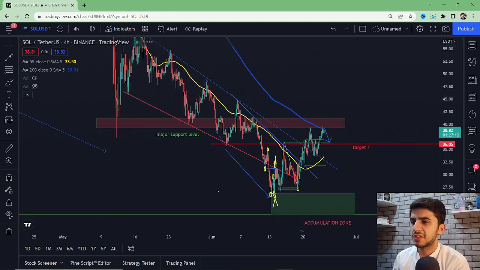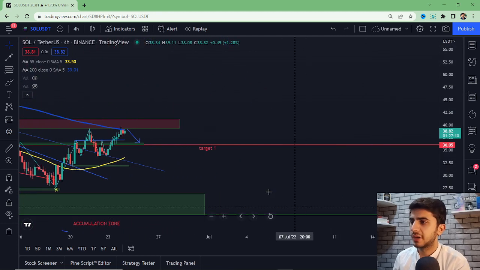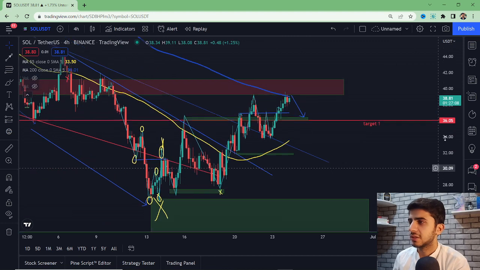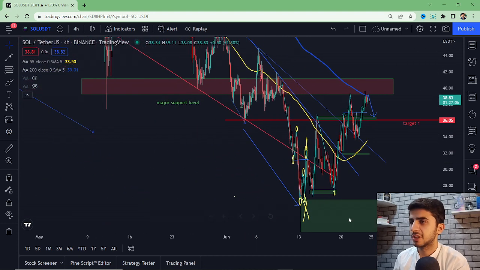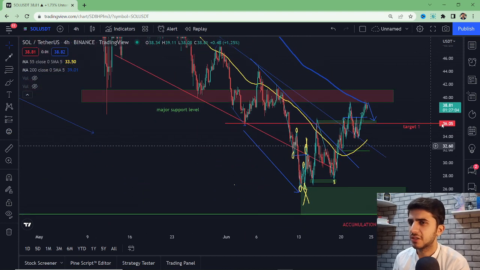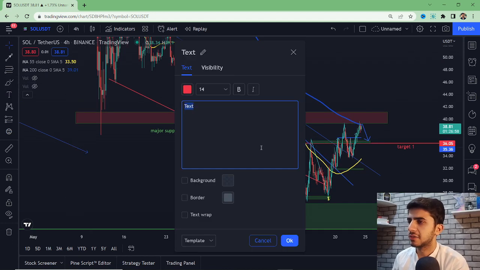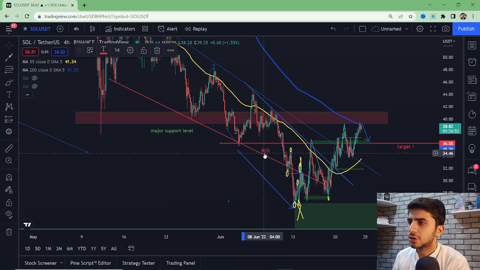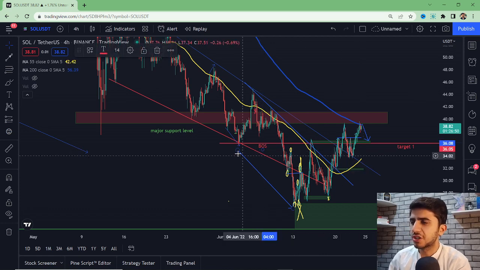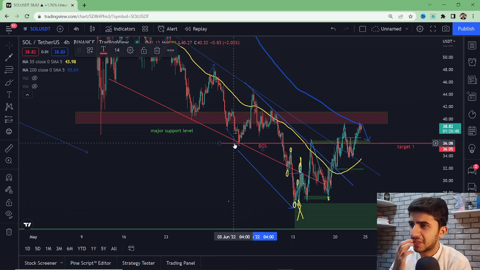I'm a messy person, I'm sorry. I really mess up the charts, dirty charts. Well, that's my specialization, you can say. So here you can see this is a BOS right there. I want to make it capital. So that's your break of structure point.